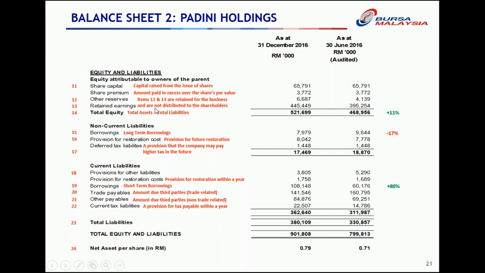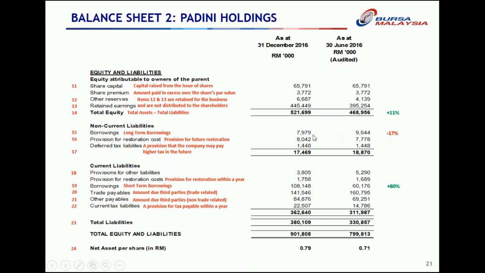retained profits, 12 and 13 are retained for the business. Retained earnings are not distributed to the shareholders via, let's say, dividends and such. So you have the total equity, which is total assets minus total liabilities. Looking at the non-current liabilities, long-term borrowings, 7 million, versus last year, it drops 17%.